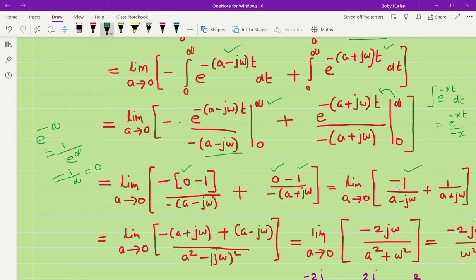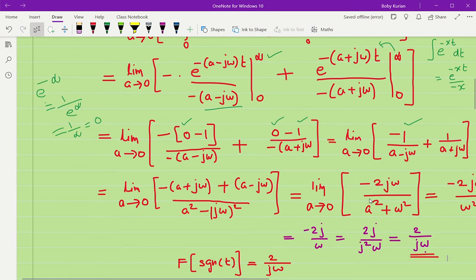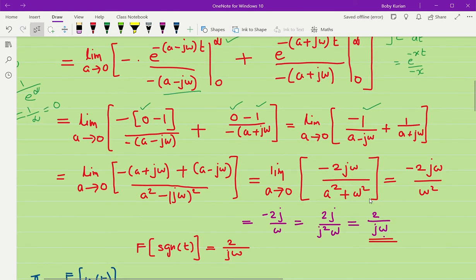That's why here minus 1 divided by a minus j omega. In the second part, the minus minus cancel out. So we can say that it becomes plus 1 by a plus j omega. We cross multiply and then simplify it. Okay, so we are cross multiplying and simplifying. Cross multiply, and after that we have to simplify it. So minus 1, when we are cross multiplying it, just a second. Okay, so minus 1 into, this is what we cross multiply.